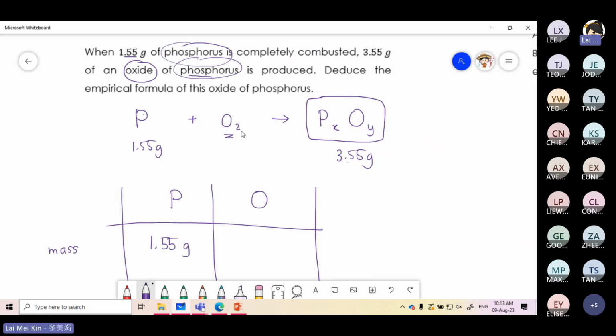2. Why, teacher? Because when only this substance is reacting, producing a product which consists of exactly the same elements, then the mass must be the same. So you have 1.55 gram of phosphorus, then the phosphorus in your phosphorus oxide will also be 1.55 gram. So how much oxygen is there? 2 gram, 3.55 minus 1.55.